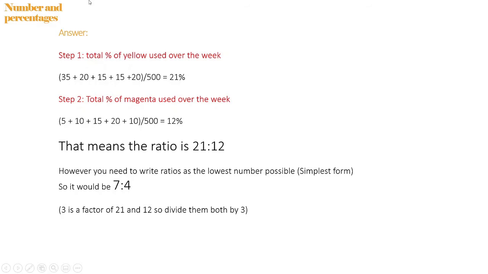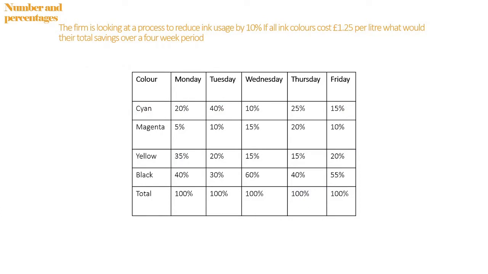So please do make sure, even if you're really, really confident in your maths, make sure you're showing your working out as you're going along. So next, the firm is looking at the process to reduce ink usage by 10%. If all ink colours cost £1.25 per litre, what would their total savings be over a 4-week period?